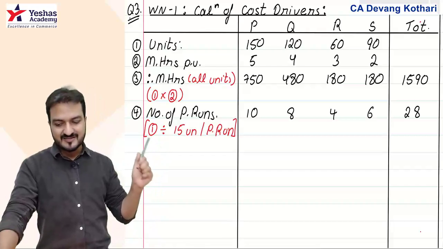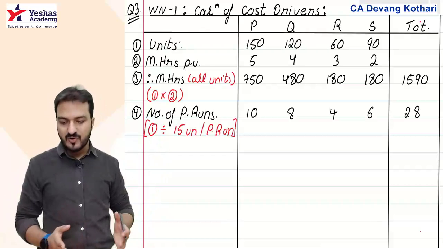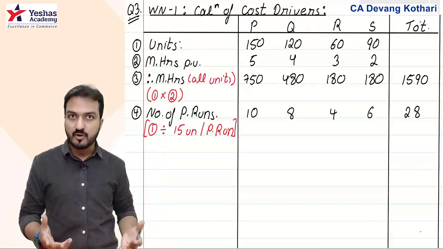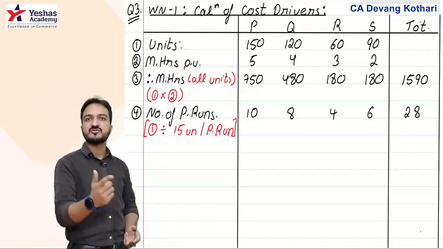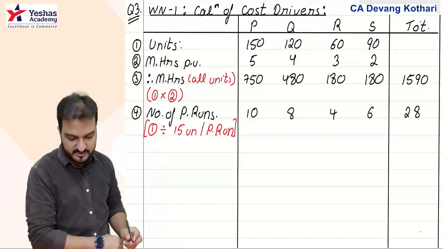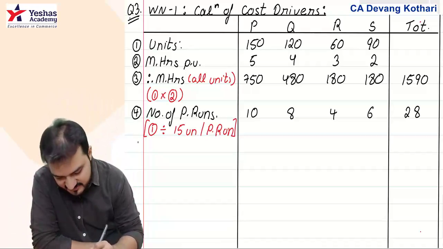Where will I use this? Production runs I will use for my setup cost. You are told in the question that setup cost is based on number of production runs. Also, inspection and quality control cost is based on production runs, as given in the question. Also, we need to find the sales orders executed.